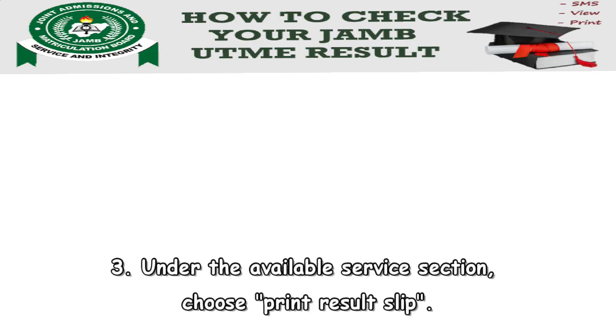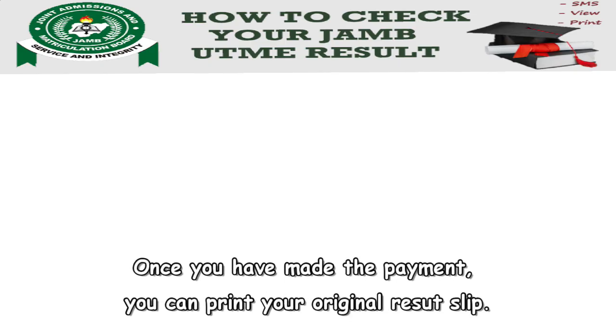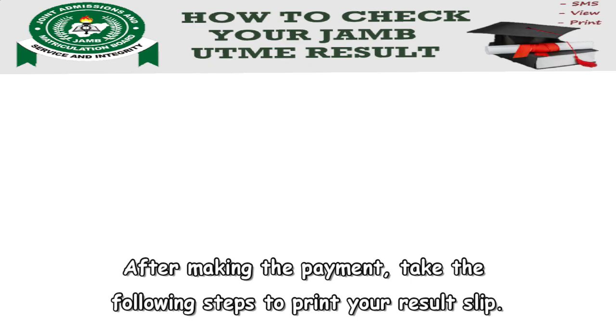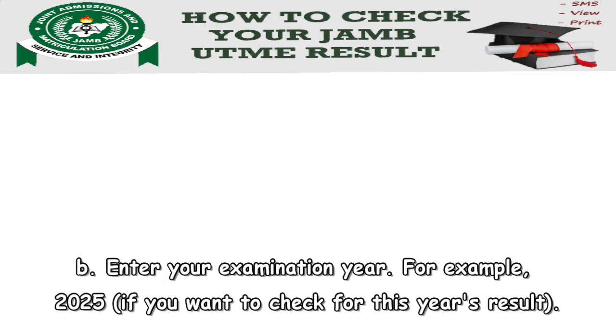Under the available service options, choose Print Result Slip. You'll be required to make a payment of 2,000 naira online. Once you have made the payment, you can print your original result slip. So after you make your payment, these are the steps you take. Enter your registration number. Select your examination year. So if you want to check for this exam that just ended, the result came out today, enter 2025.